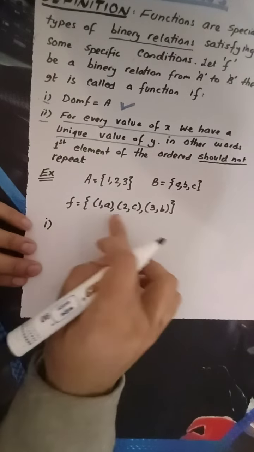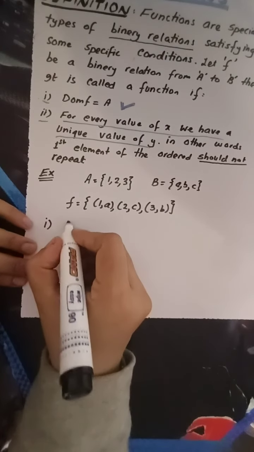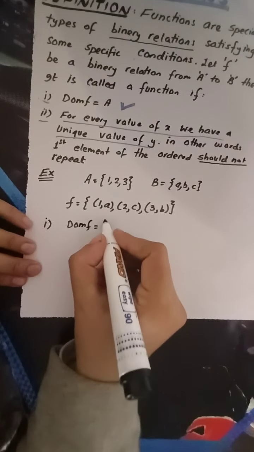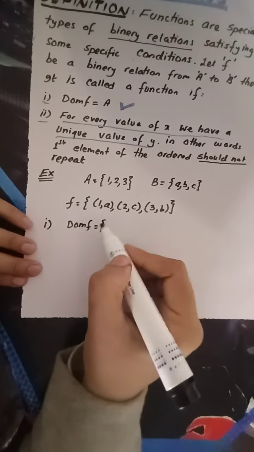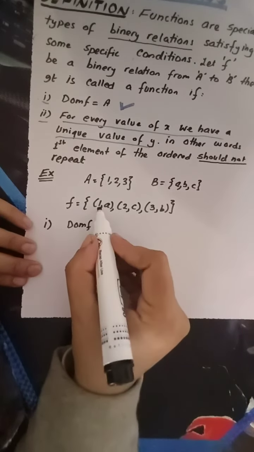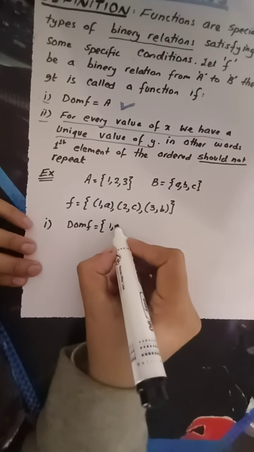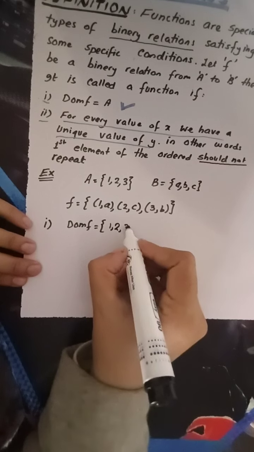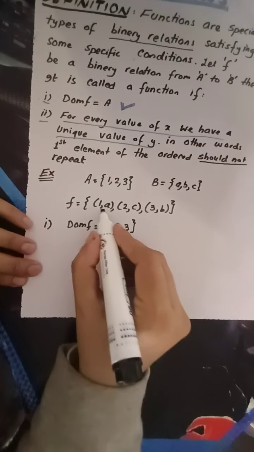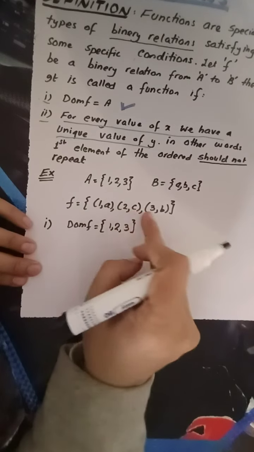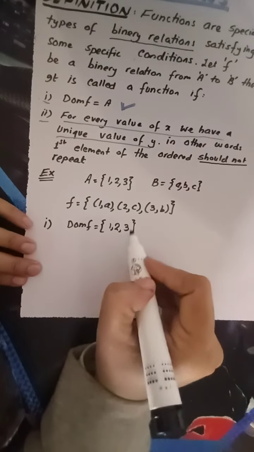Now if I find the domain of this binary relation, what will it be equal to? Domain of F. We know how we are going to get the domain: we are going to collect the first elements that are used in the ordered pairs, which will give us the domain. Okay, 1, 2, 3. These are the numbers which are used as the first element of the ordered pairs. Now this is the domain of this binary relation.